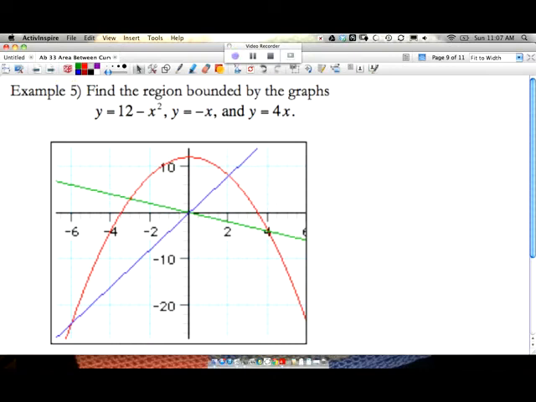All right, find the region bounded by the graphs y equals 12 minus x squared, y equals negative x, and y equals 4x. So here's what's really happening with this one. And when I look at this, there's kind of a question mark. Does it mean this piece here, this piece here, this piece here? Let's just do it all. So this has some interesting combinations. We're going to start with the red being our first top all the way here, minus the blue being our first bottom.